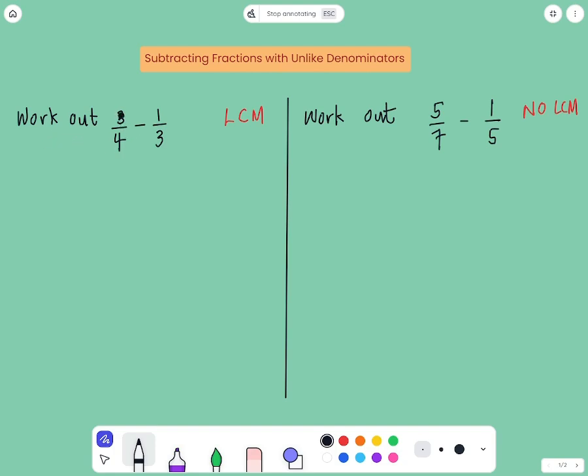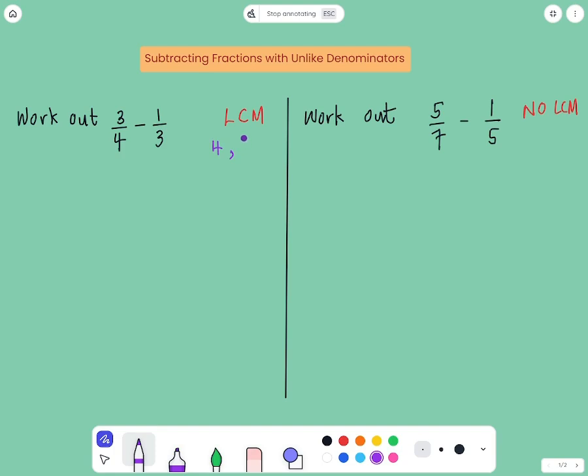Example, 3 over 4 subtract 1 over 3. So their denominators differ. So we need to find a common denominator for the given denominators. So I use LCM to find the common denominator. Let's find the LCM.